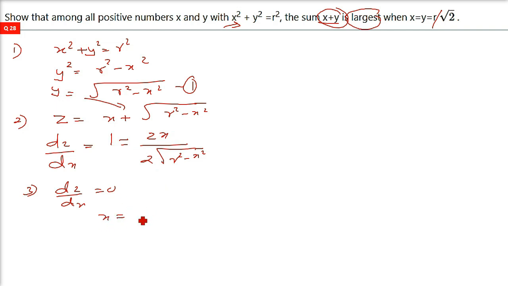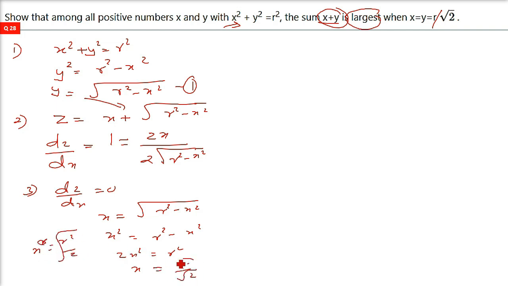x will be equal to under root r square minus x square, or you can write it as x square equals r square minus x square, because both sides can be squared. In order to get rid of under root, you can just square it. So this 2x square becomes r square. So x square is equal to r square by 2. So x will be equal to r by √2.